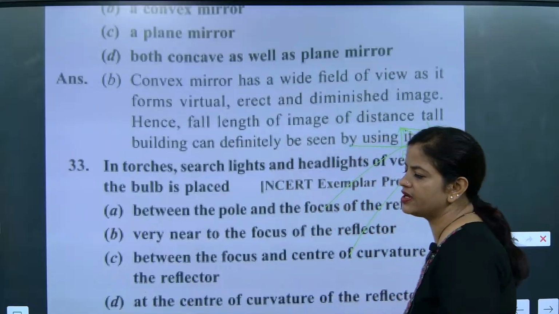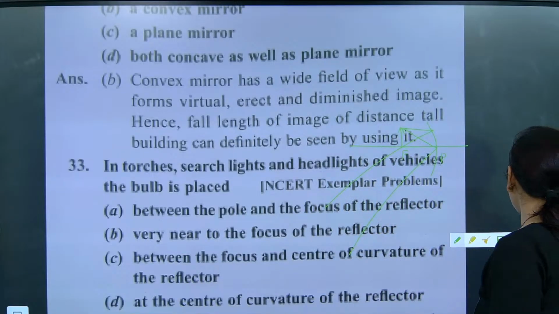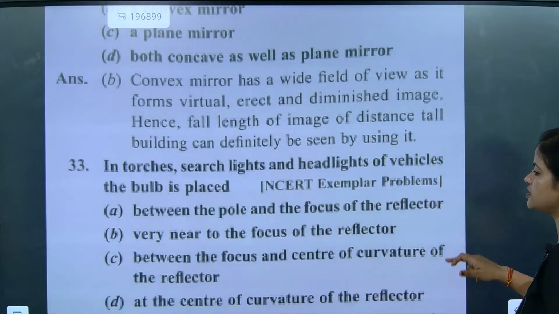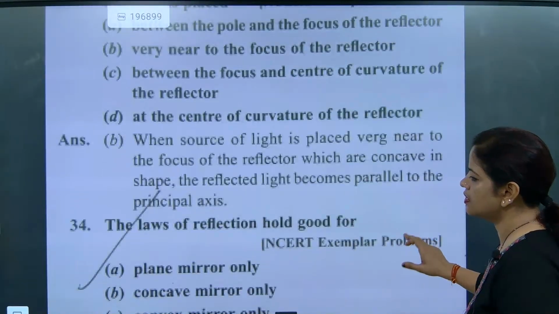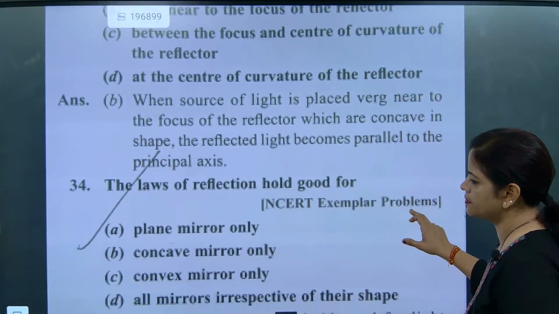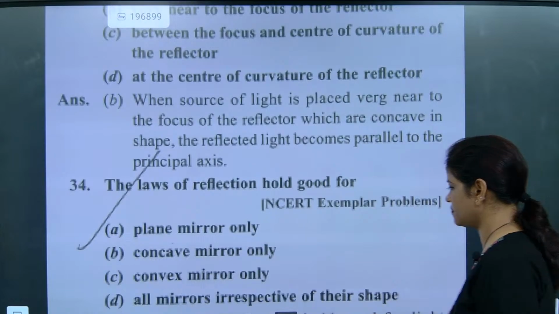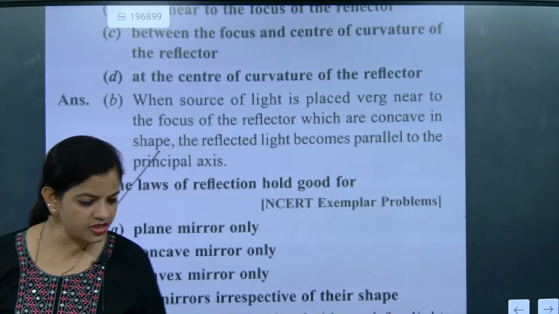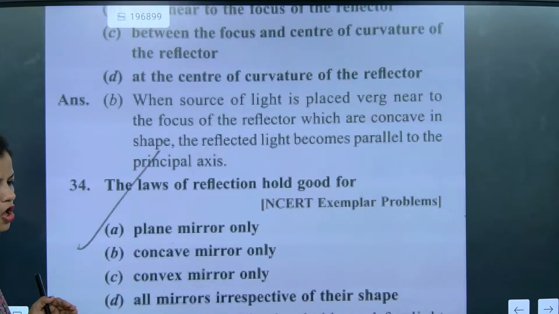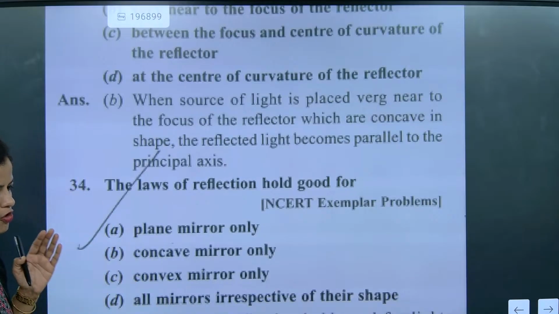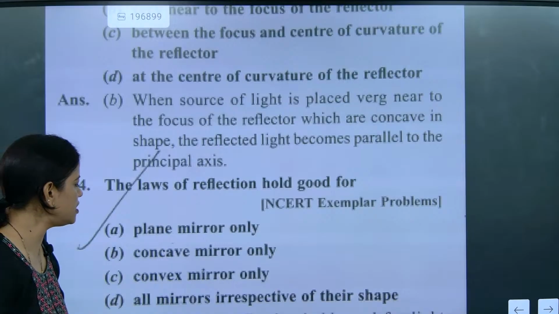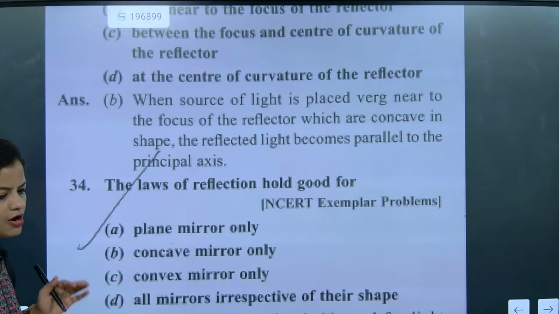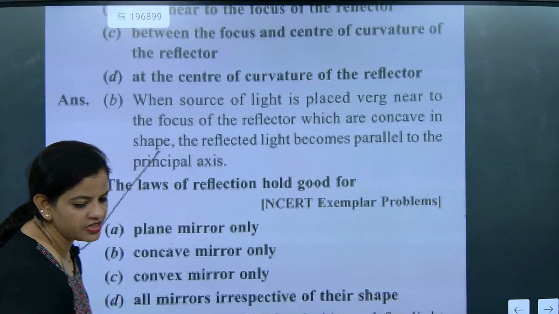Come on, we will be discussing the second point. So now I'm going to start reflection, because this much we have discussed and some questions we have solved. This is seriously a very good question. The law of reflection holds good for plane mirror, concave mirror, convex mirror, all mirrors irrespective of their shape. Now let's see. Rishabh, what is the correct answer, beta?